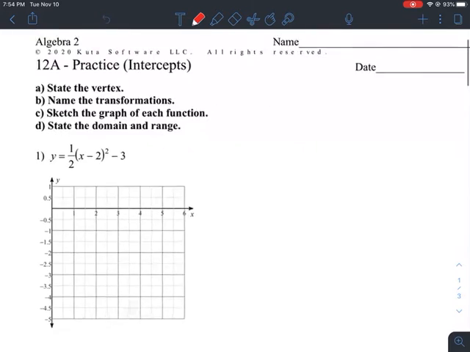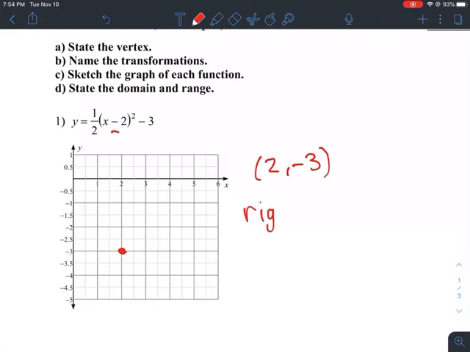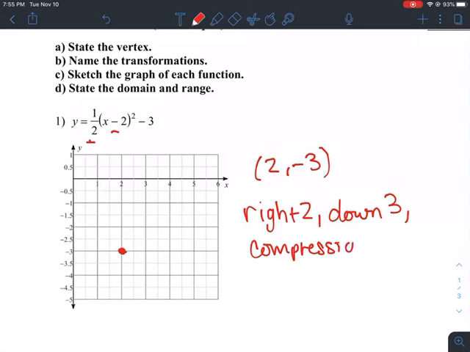on to quadratics. So for this, it's in vertex form, so I can pull the vertex straight out of the equation. Just remember that you have to flip the sign of what's in the parentheses with x. As far as the transformations go, since my vertex is at 2, -3, I know that it went right 2 and down 3. I also know that because A is 1/2, that's a compression, which makes it wider. So it's going to look like this.